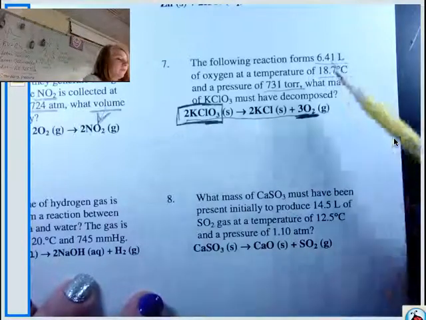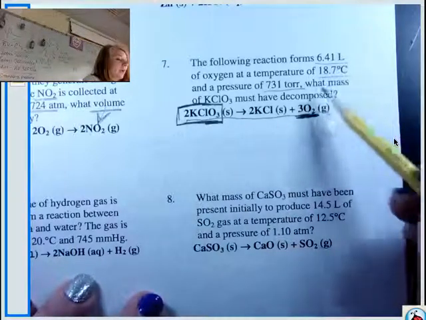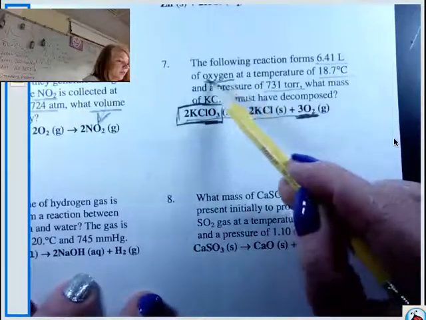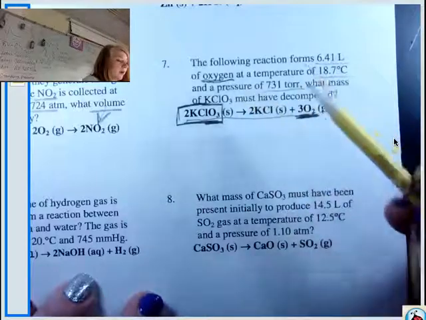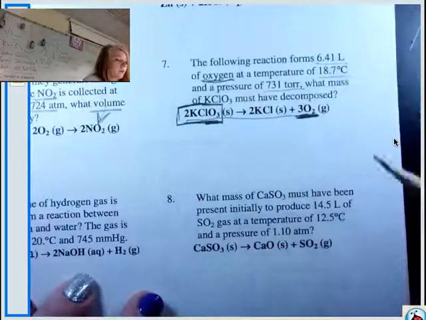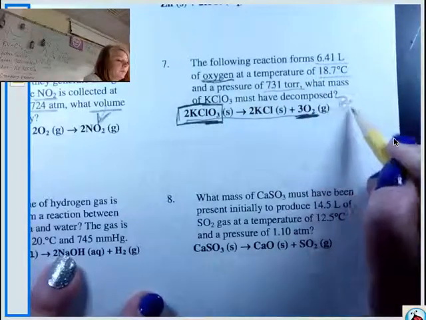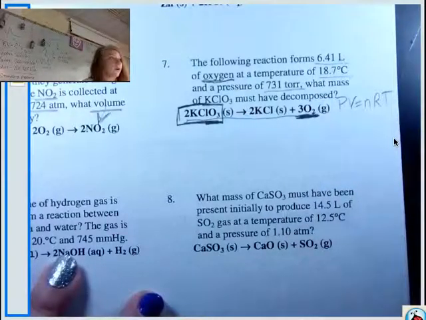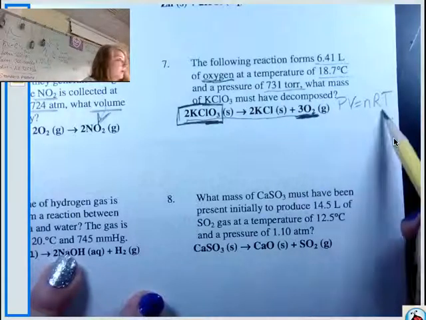All right, so the information that they're giving us is all about oxygen right now because it's the only gas, and they actually said the following reaction forms this much oxygen, this is the temperature, this is the pressure. So I'm feeling PV = nRT, because we have pressure, volume, temperature, right? And we don't have anything else given to us. We could figure out number of moles from that, and R is going to be a constant.